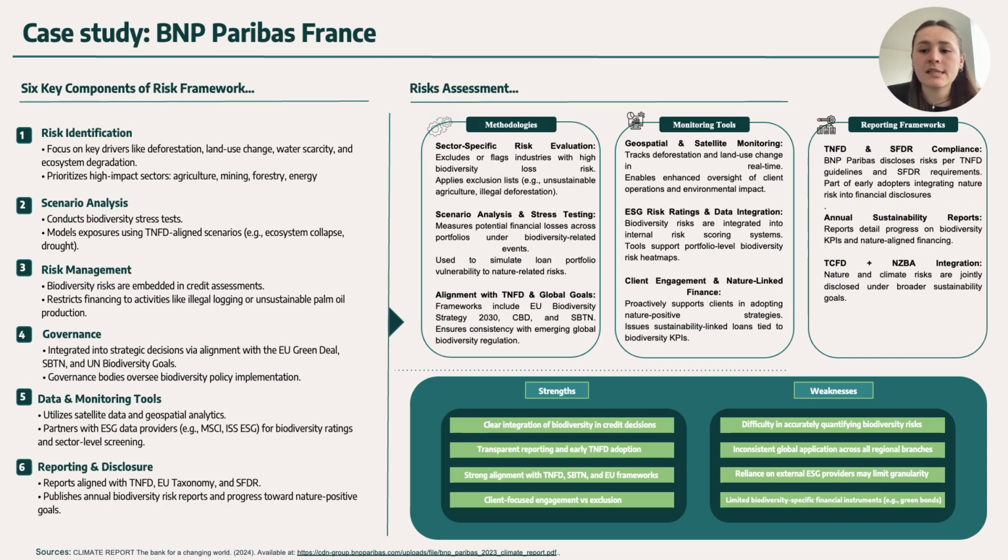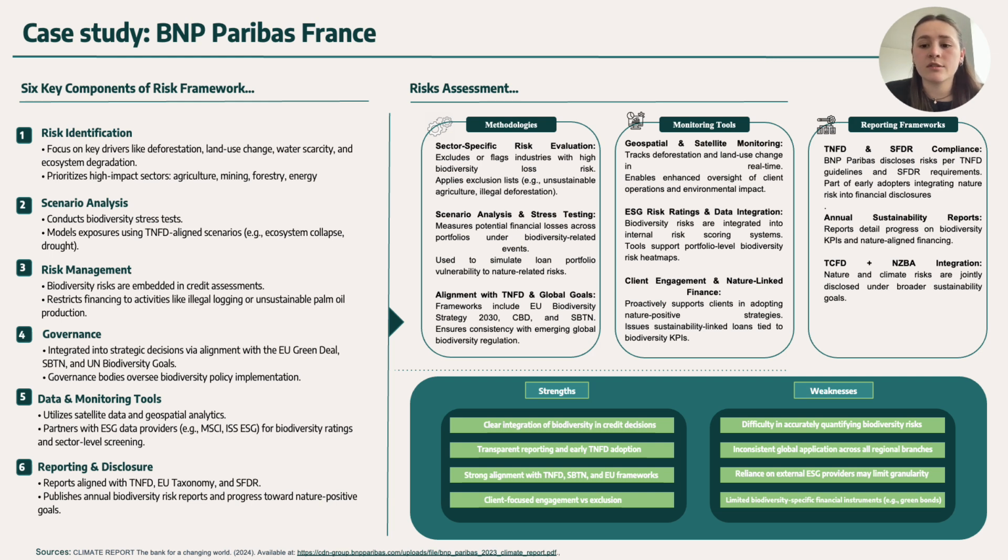BNP Paribas France has implemented a comprehensive biodiversity risk framework built around 6 key components. It begins with identifying high-risk areas like deforestation and ecosystem degradation, particularly in sectors like agriculture and mining. They conduct scenario analysis using TNFD-aligned stress tests and integrate biodiversity risk into credit decisions, restricting financing for harmful activities such as illegal logging. Their governance aligns with major frameworks like the EU Green Deal and UN biodiversity goals.